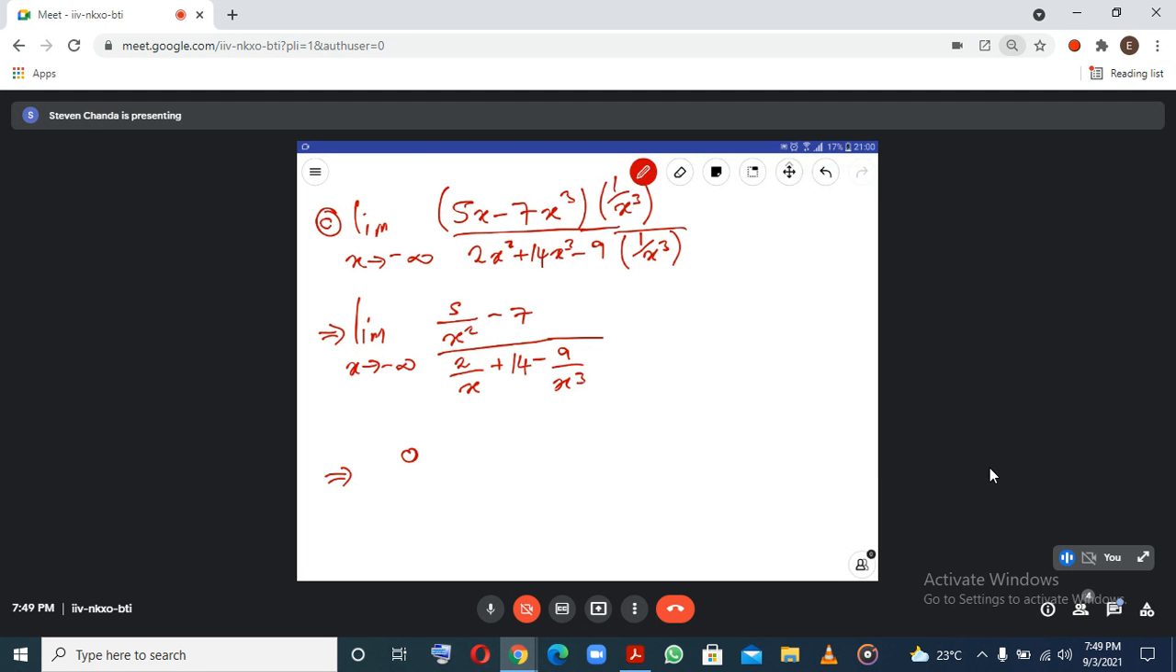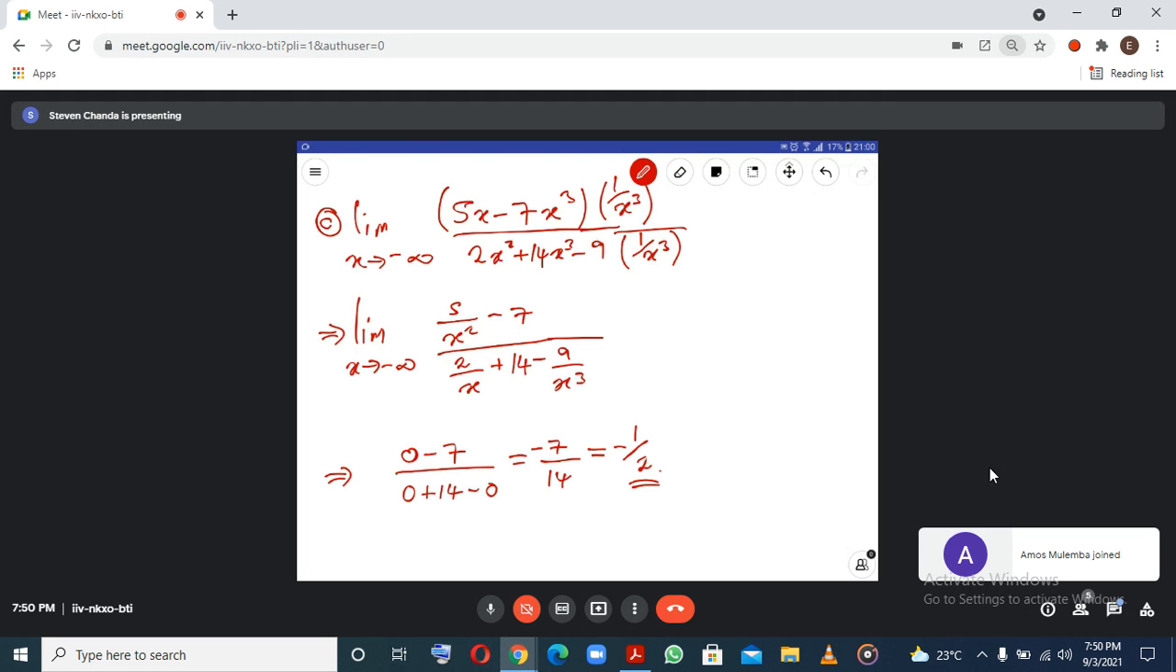Then minus 7, right? Then there it's bottom heavy, so it's 0. Then that's what? 14. Then that's bottom heavy. So what you're getting is negative 7 over 14, which is what? Negative half.